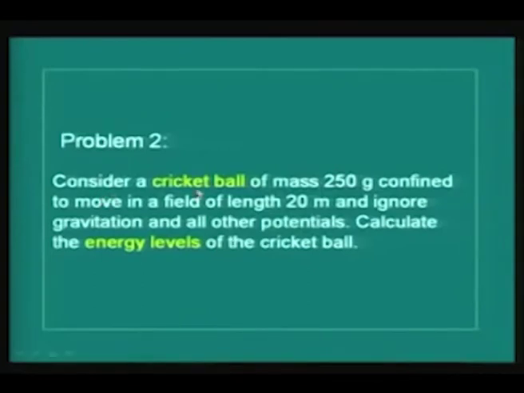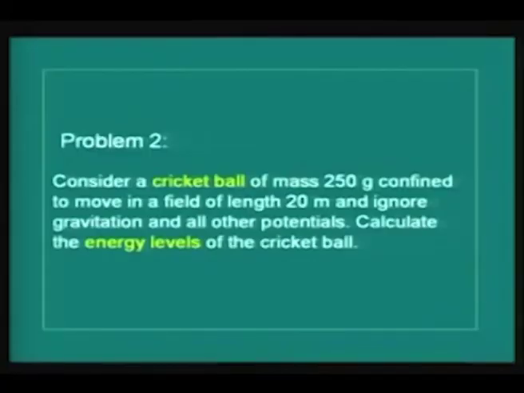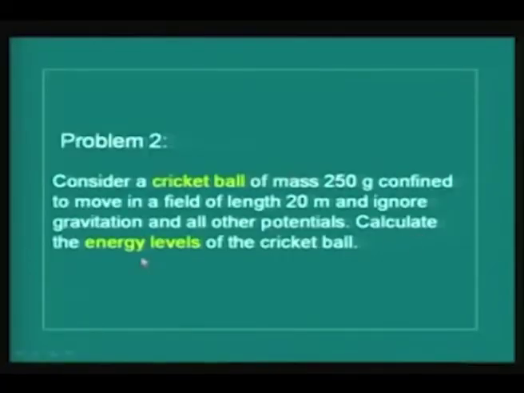Let us consider a cricket ball, mass of 250 grams, maybe it is heavy, light, I do not know, but it is of the order of magnitude, a quarter kg, confined to move in a field of length 20 meters. Let us assume that the ball never flies off the batsman or off the bowler, that the ball is only between that region, and let us ignore the gravitation and all other potentials. Let us assume that the ball has only kinetic energy between the batsman and the bowler. What are the energy levels of the cricket ball?